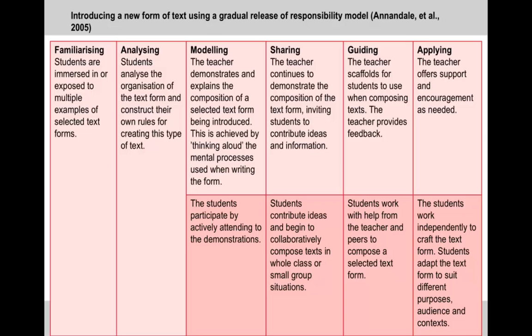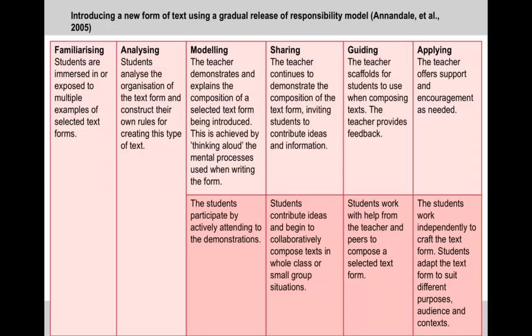There's something from Annandale and colleagues, and they talk about the gradual release of responsibility. And I really like this model. When you're thinking about scaffolding students' writing ability, you're looking at first getting students exposed to a lot of different examples of the type of text you're trying to do. So if it's narratives, if you're trying to get them to understand how to write a story, you're exposing them to a wide range of examples of narratives, and getting them to familiarize themselves with this.